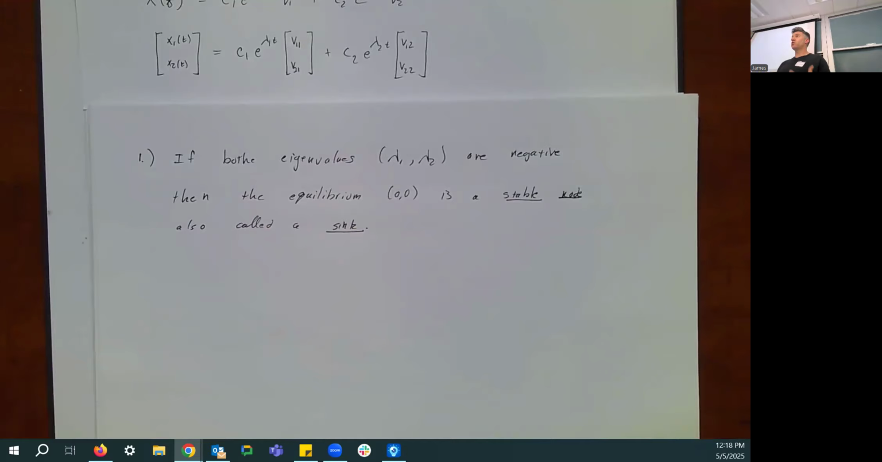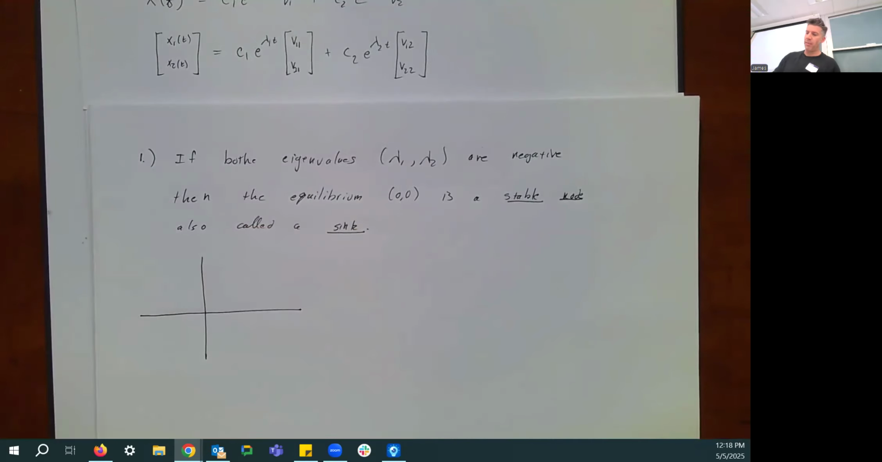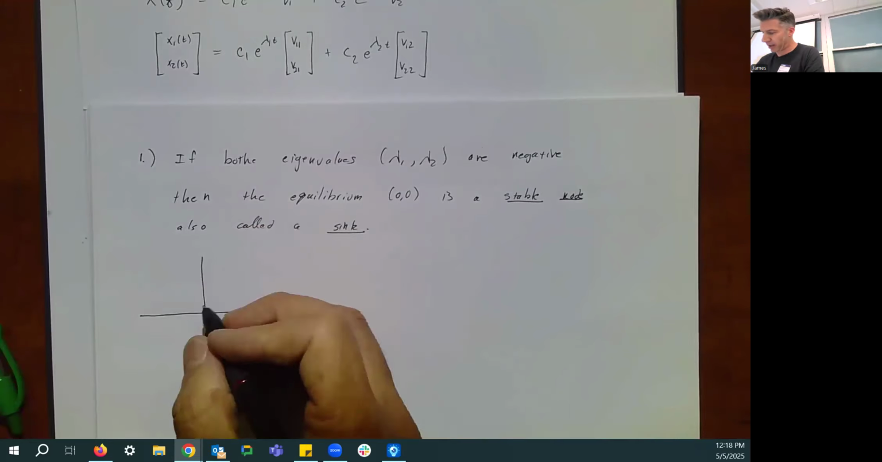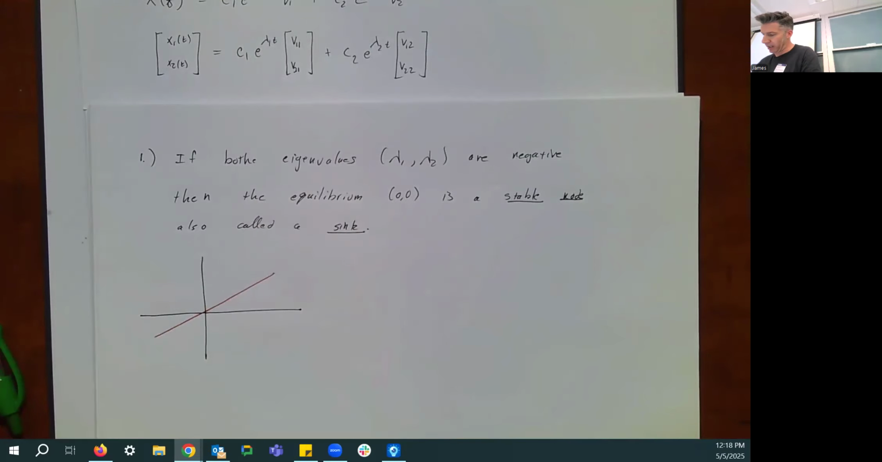The reason this is true is because if you were to give yourself some generic graph of the system here, and we just imagined our eigenlines were something like, here's one of the eigenlines, and here's another one of the eigenlines.